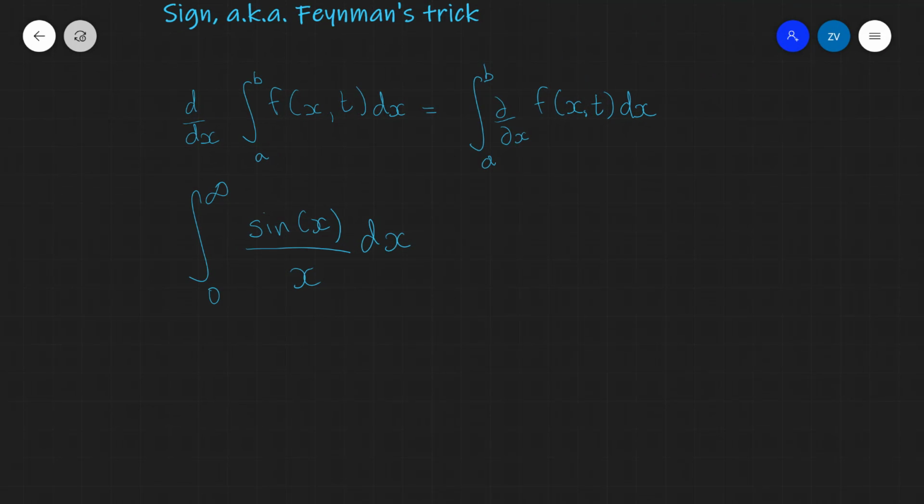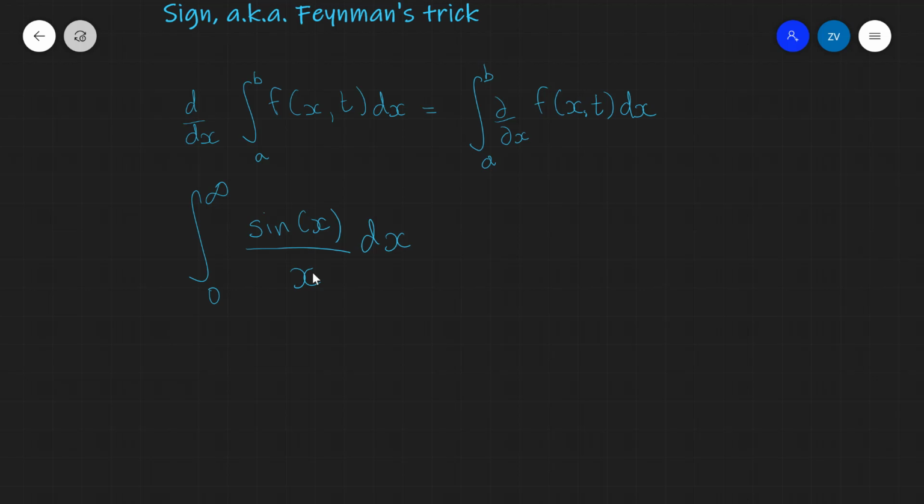Now let's apply this rule to an integral which cannot be solved using standard methods. We need a different tool, as Feynman would have said, namely the integral between 0 and infinity of sine of x over x dx. One of the first things that we're going to try and do would be to try and get rid of this x in the denominator of this function.